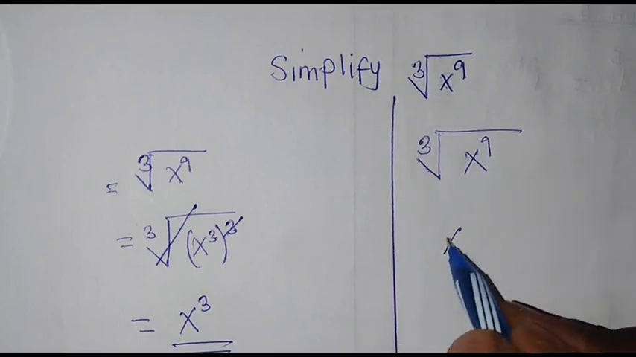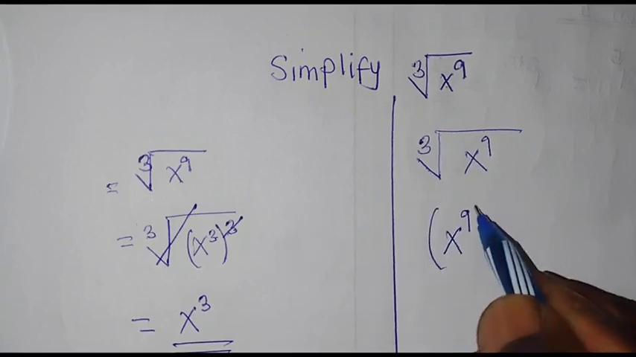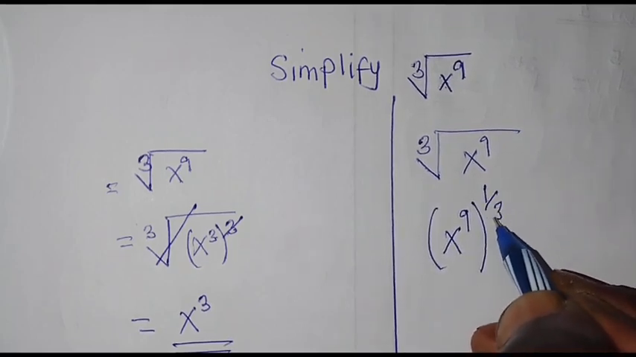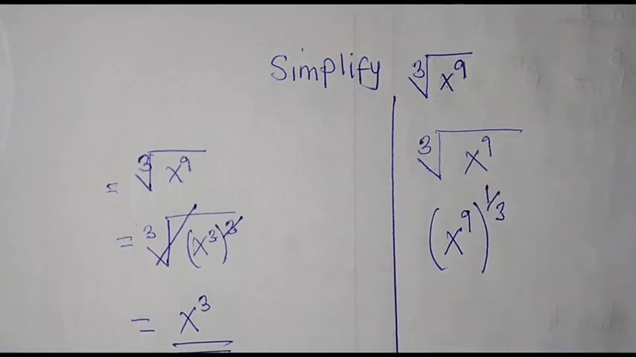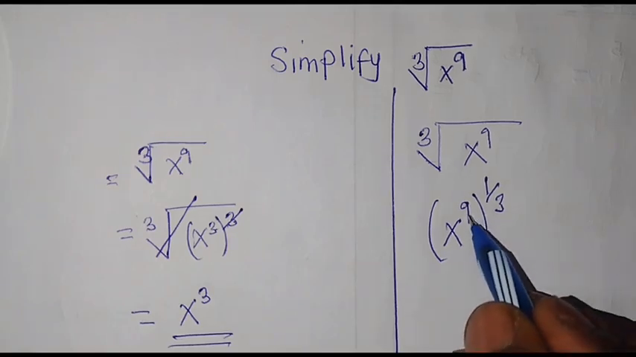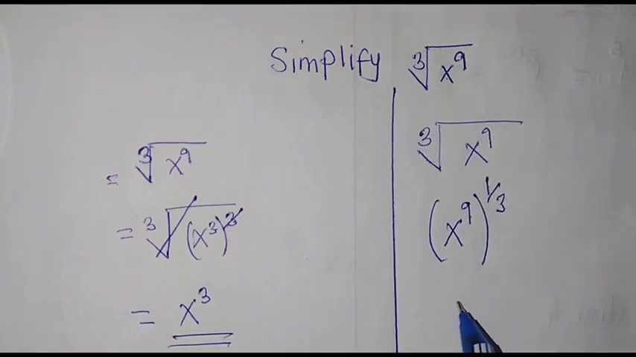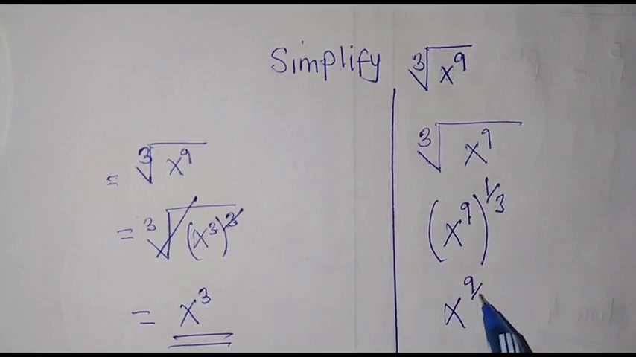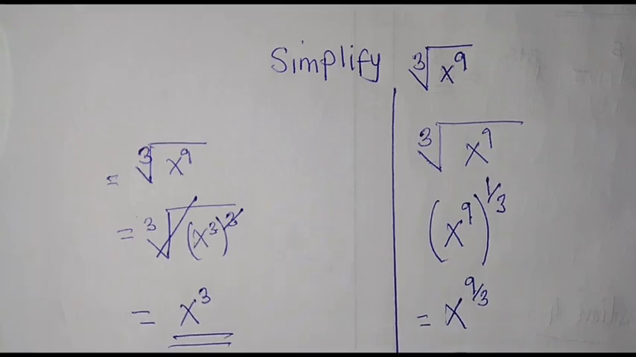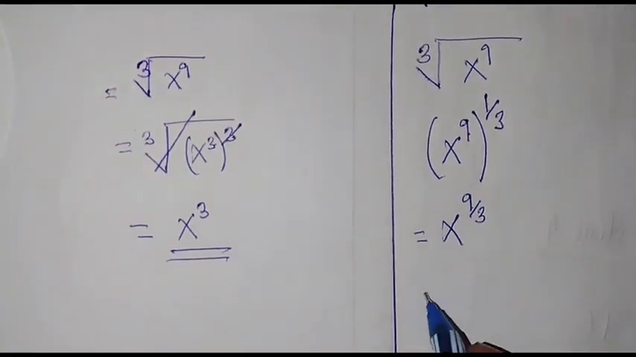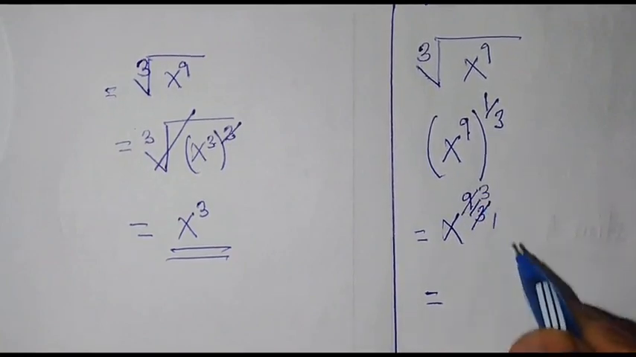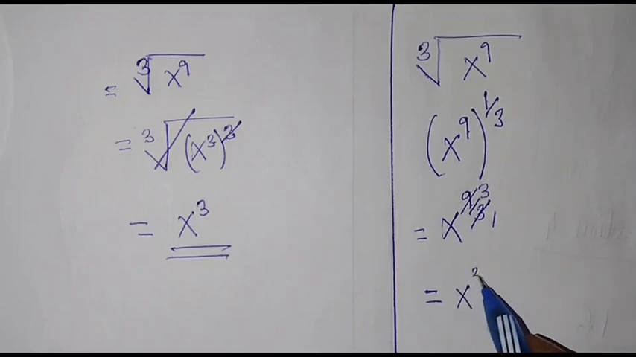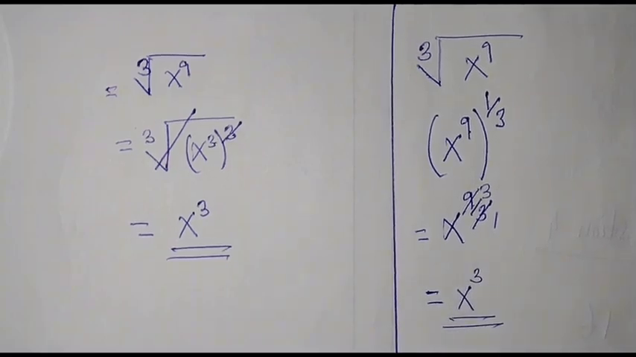We can write x power 9 in brackets, raised to the power of 1/3, because this third root can be written as 1 over 3. So from here, what can we do? We can multiply 9 times 1/3, which can give us x power 9 over 3. Then from this stage, 3 into 9 is a 3, 1 into 3 it's a 3. So we have x power 3 as our answer. So you can see that we have same answers.